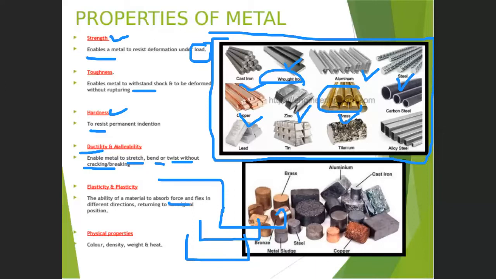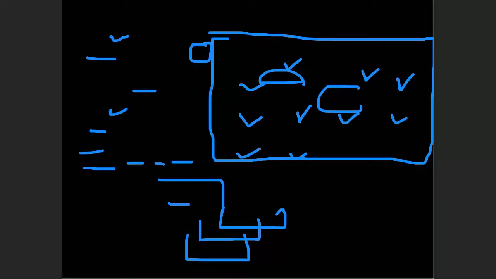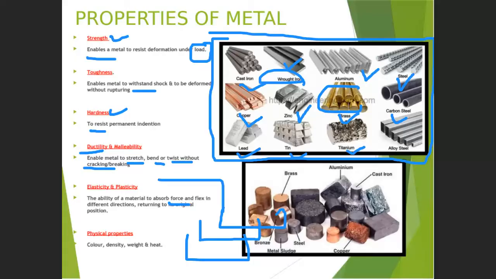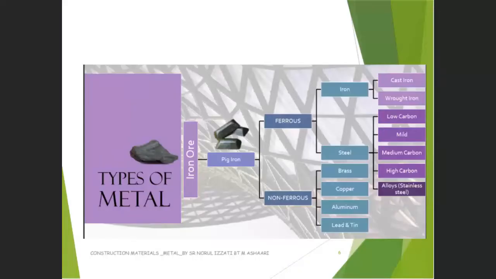Okay, the carbon steel can be used for the structure, can be used for the architecture, can be used for the hand railing. Then the lead, the tin, titanium, and also the alloy steel. These are the examples of the products for the metal. So after this, when we look at the category, you can see where this one comes from. I go to the first one, the type of the metal from the iron ore.